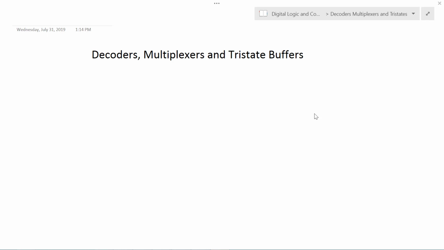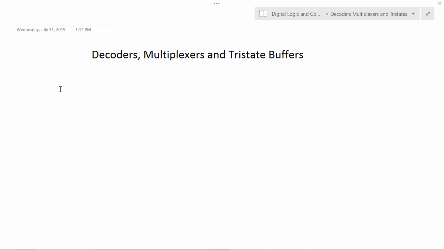In this lecture, we're going to introduce decoders, multiplexers, and tristate buffers and the relation between them. We introduced multiplexers in a previous lecture where we talked about incomplete truth tables, but it's possible to construct multiplexers using a circuit that is called a decoder.